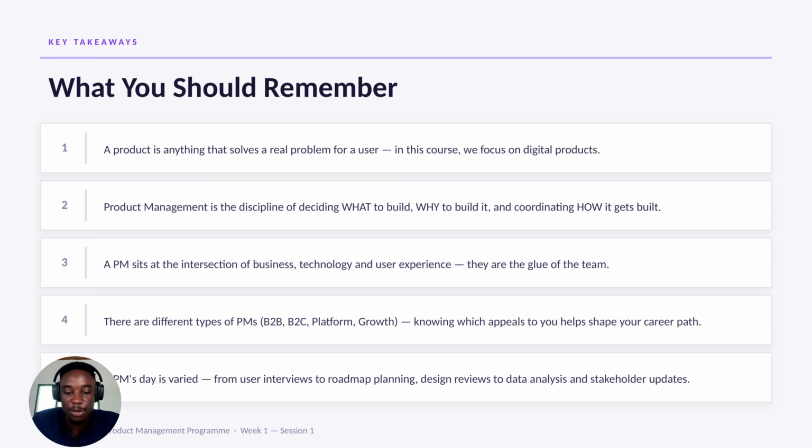Then fourth is the types of product managers: the B2B, B2C, the platform and growth. There are 4 types, yes. And one will feel like home. So find that one, and yes, that will be your journey.